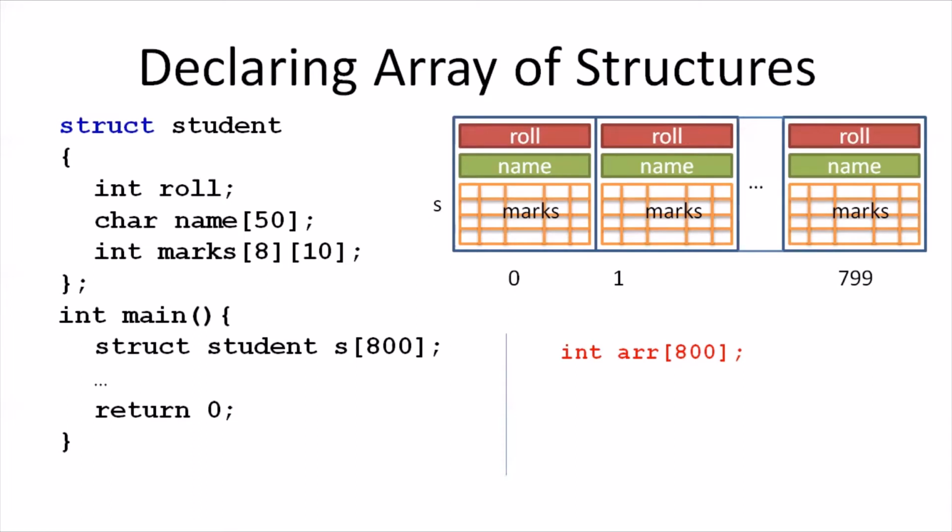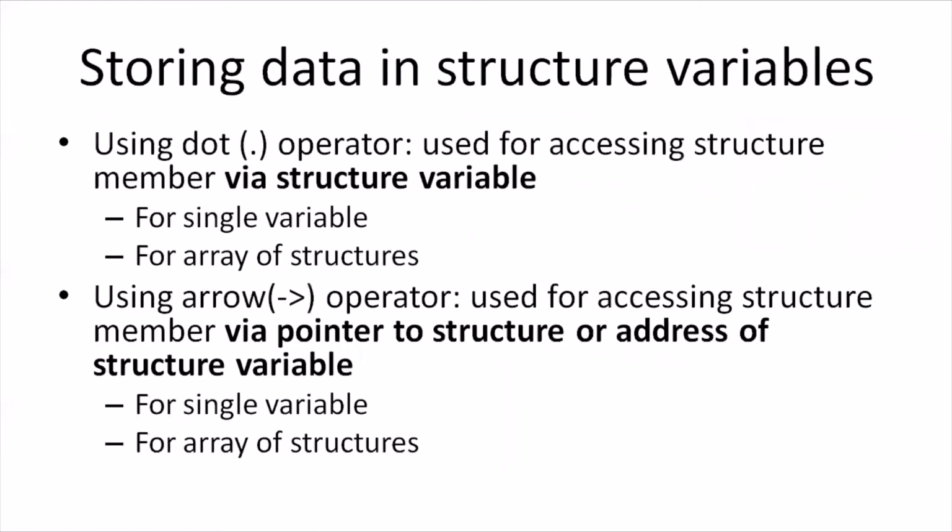Now that the array has been created, let us take a look at how we can store data inside this array. We can store data inside structure variables using 2 operators. The first one is the dot operator and the second one is the arrow operator. The dot operator is used to access the structure members using structure variables, whereas the arrow operator is used to access the structure members by a pointer to a structure or by the address of a structure variable. In both the cases, we will see how we can access a single variable as well as an array of structures.